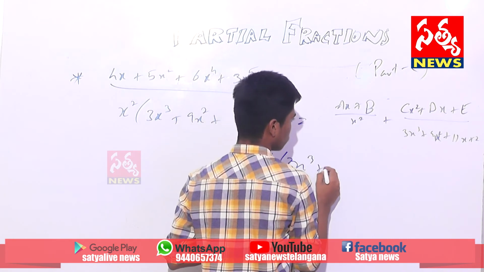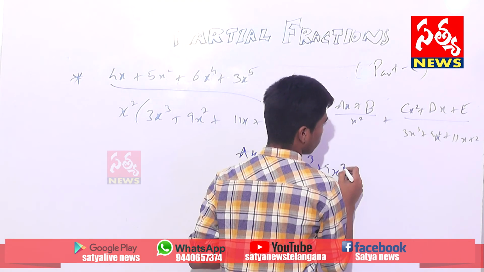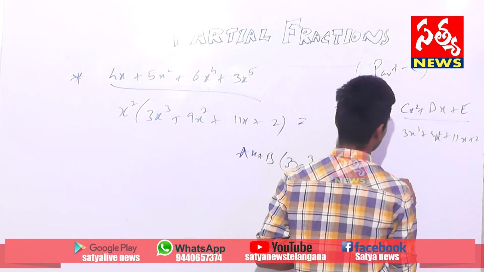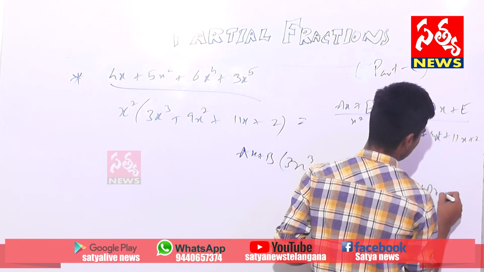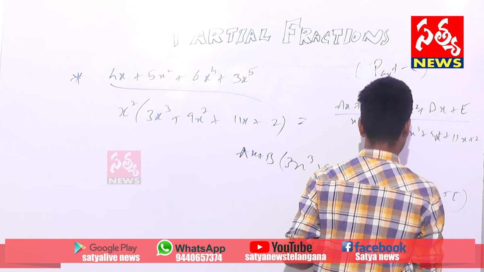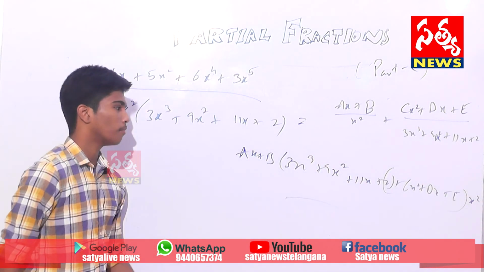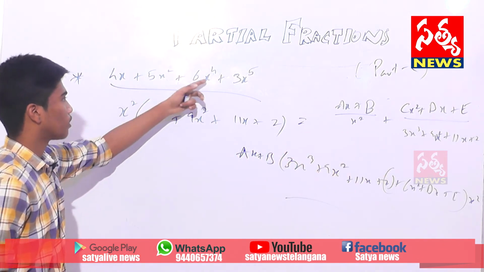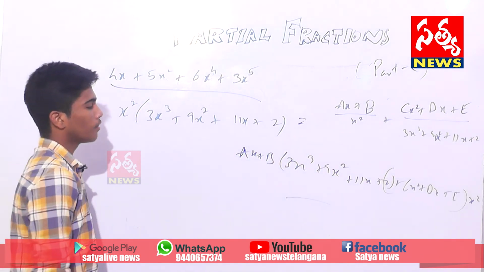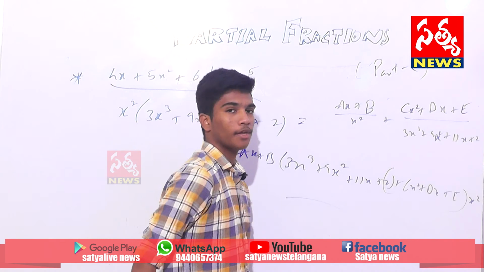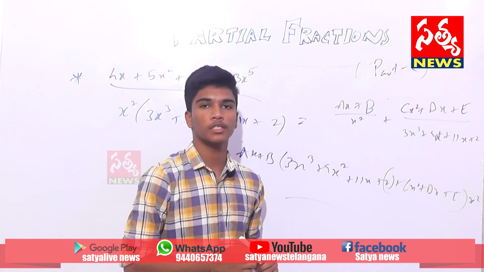Now solve it. Multiply: a x plus b into 3x cube plus 9x square plus 11x plus 2, plus cx square plus dx plus e into x square. Now after multiplying and equating the coefficients of the numerator, you would get the values of a, b, c, d and e. Okay, hope it is clear.